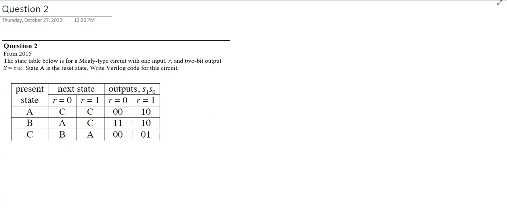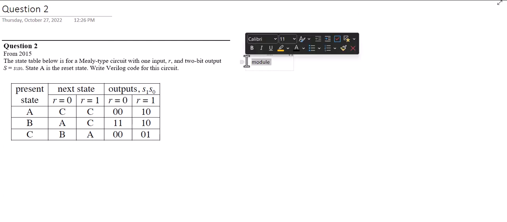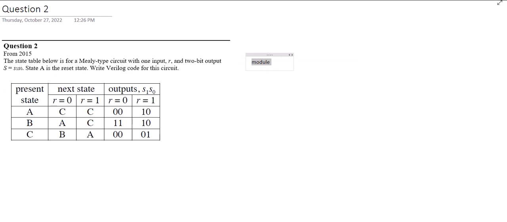It has a 2-bit output, S, and S has S1, S0, except we'll do it just as a 2-bit number. And state A is the reset state. So you'll start, as you start all Verilogs, with module. And give it a name, and I will call it question 2.